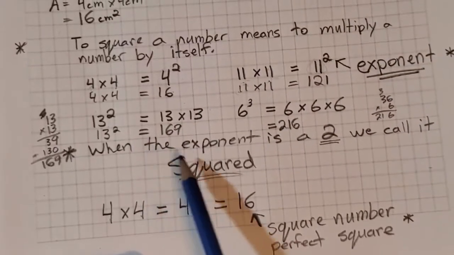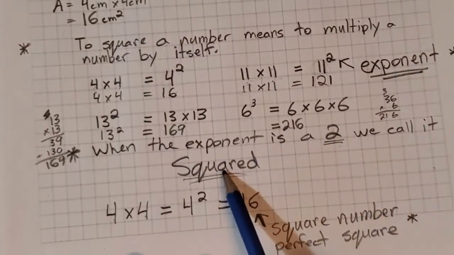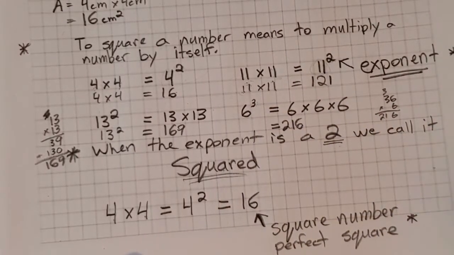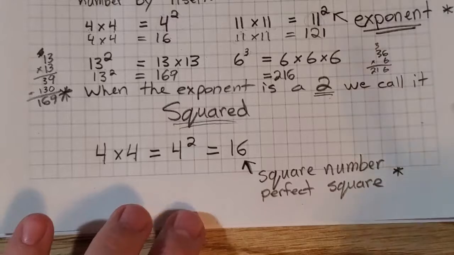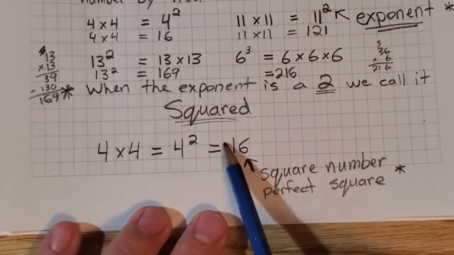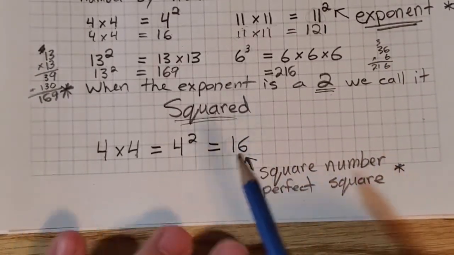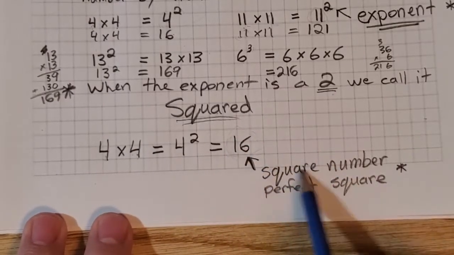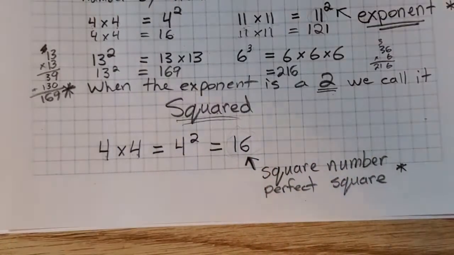The third thing was when the exponent is a 2, we call it squared. Just a side note, when it's a 3, we call it cubed. We'll understand that better by the end of the year. And then finally, the answer that you get when you multiply these two, so the product you get, that is called a square number or perfect square.